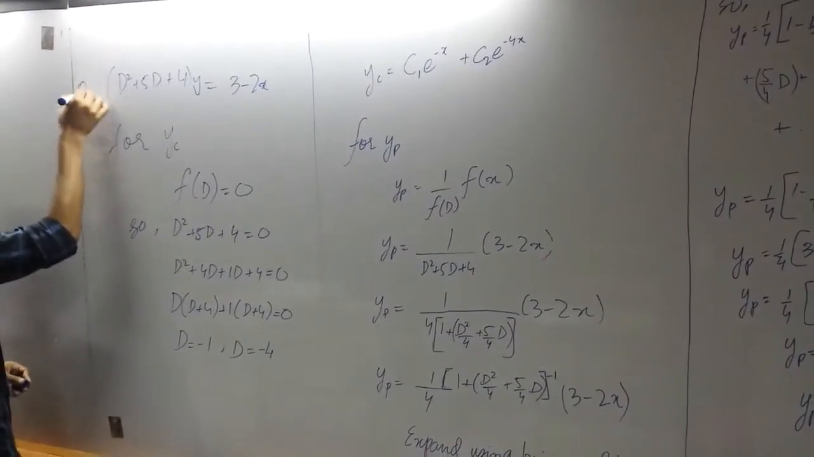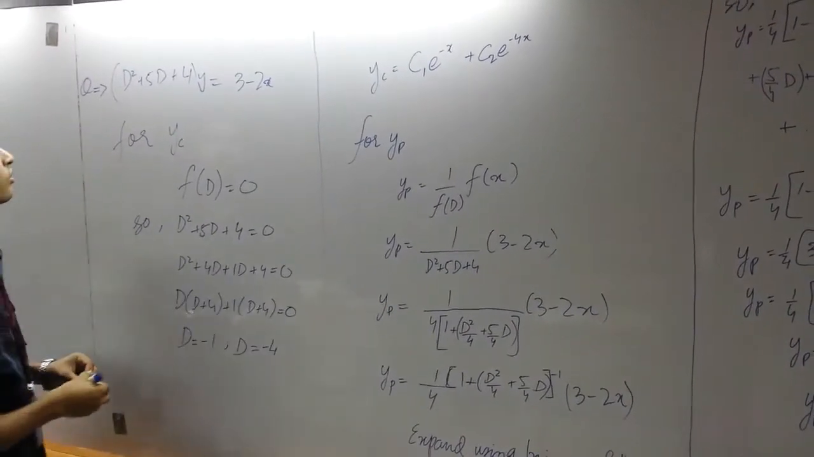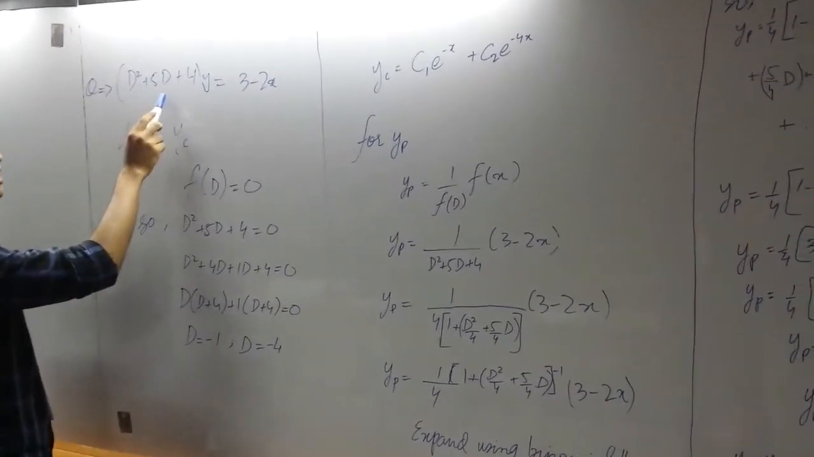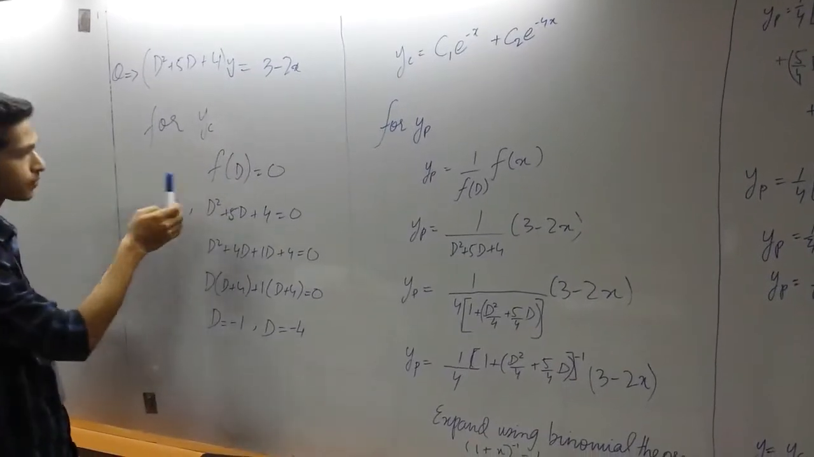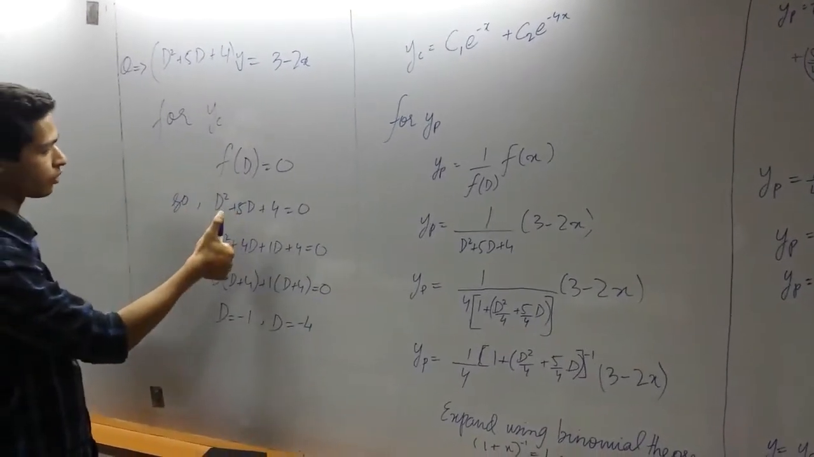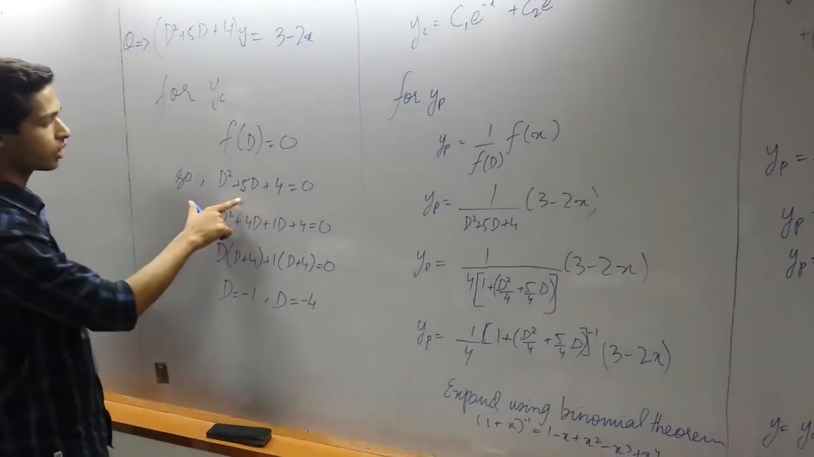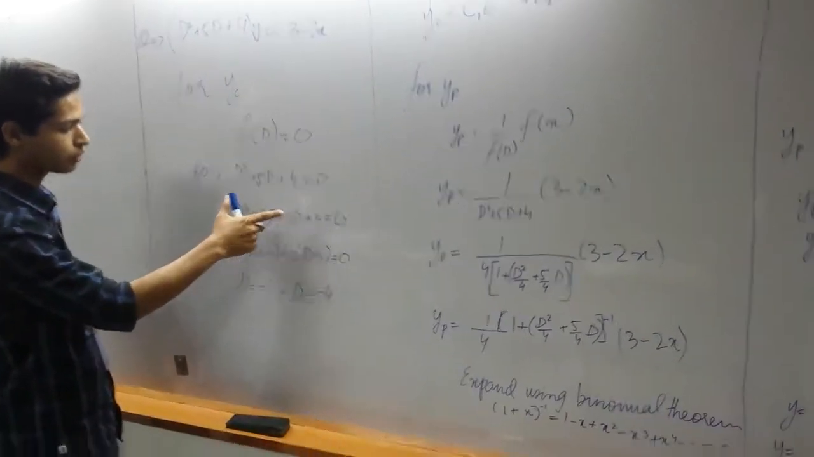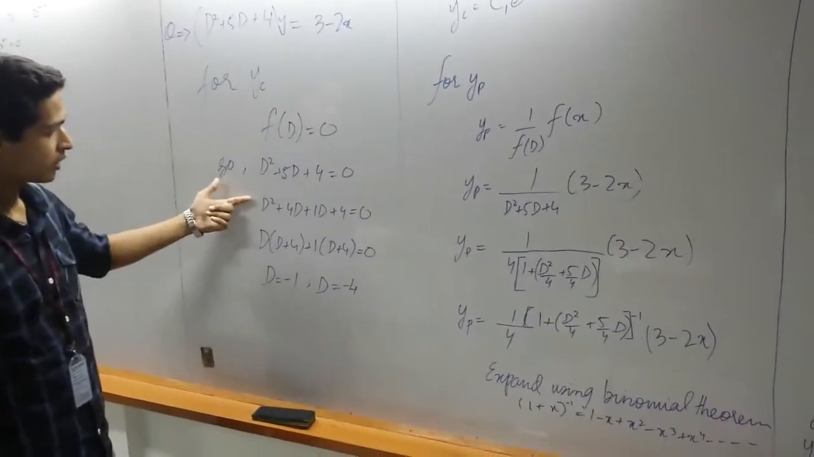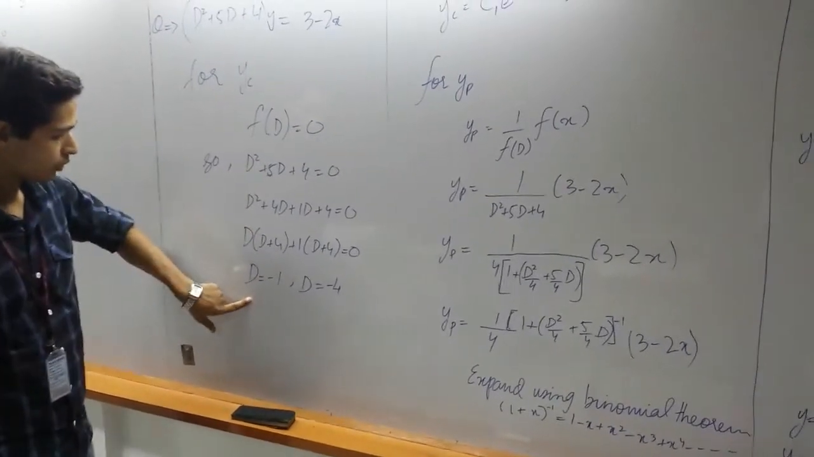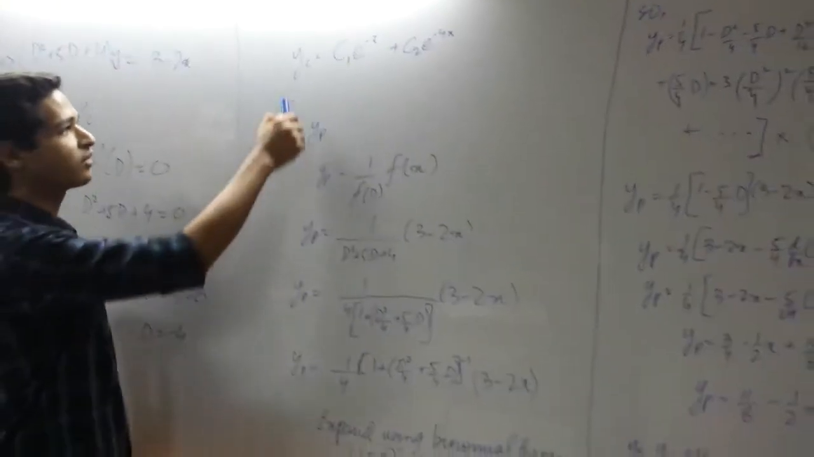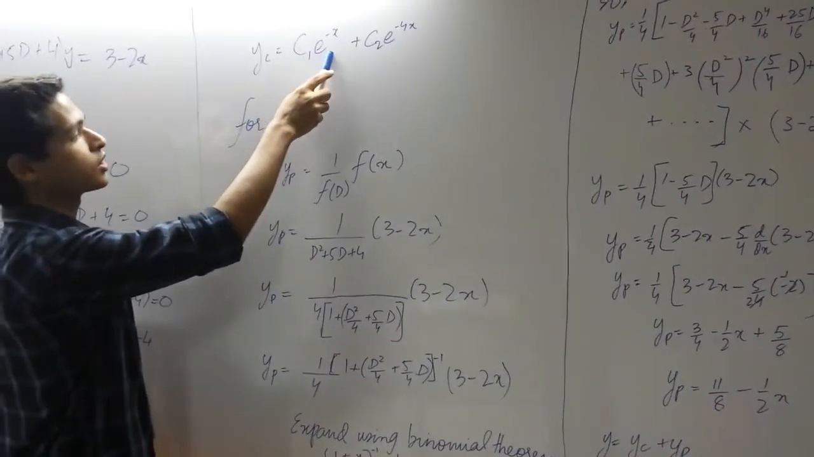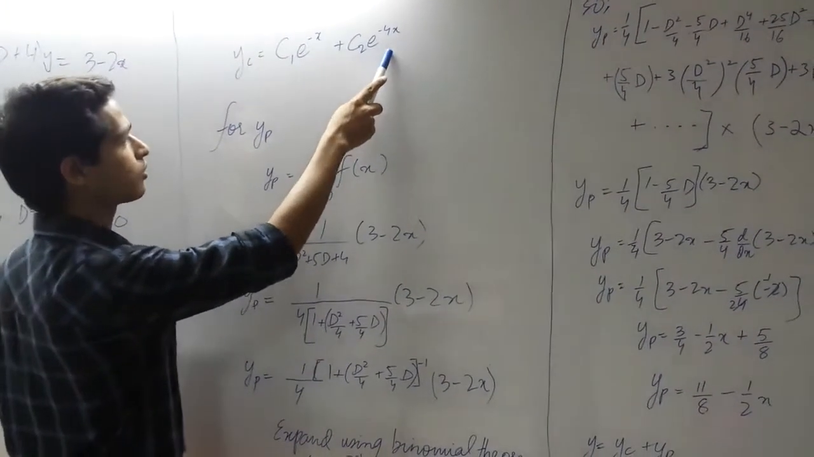So if this is the equation: D square plus 5D plus 4 times y is equal to 3 minus 2x. For yc, the function of D is equal to 0. So D square plus 5D plus 4 is equal to 0. We will find its roots by factorizing. The roots come out as D equals minus 1 and D equals minus 4. So yc becomes c1 exponential minus x plus c2 exponential minus 4x.